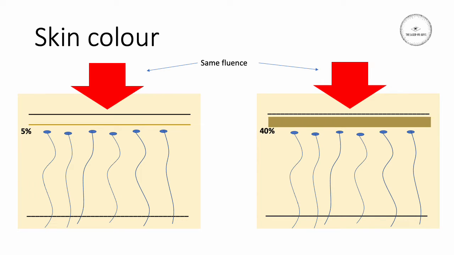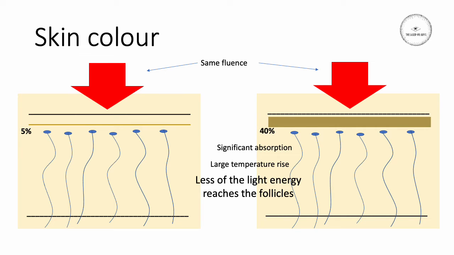If you fire the same fluence at a darker skin, which has got a much greater concentration, say 40%, then what happens now is you've got much more absorption in that layer, in the epidermal layer, which means you're going to get a higher temperature rise, which means that less energy is available to reach the follicles in the dermis because a greater chunk of that energy will have been lost in the epidermal melanin. What happens now is, because you've got higher temperatures in the epidermis, the client is going to feel more pain.